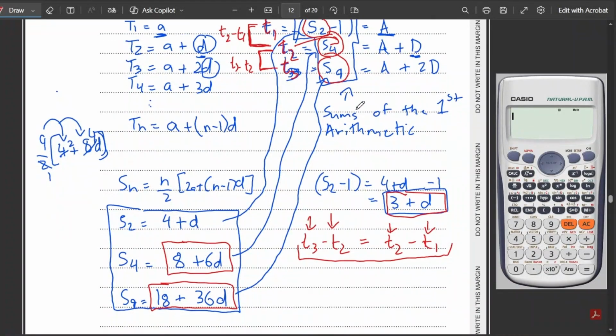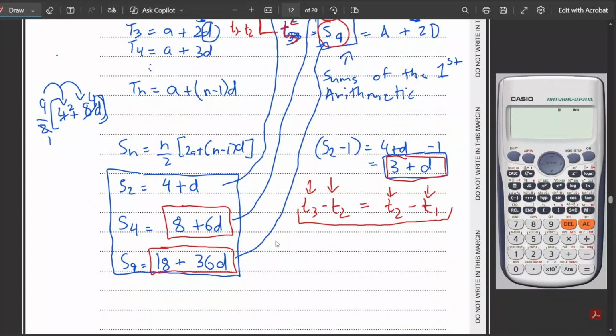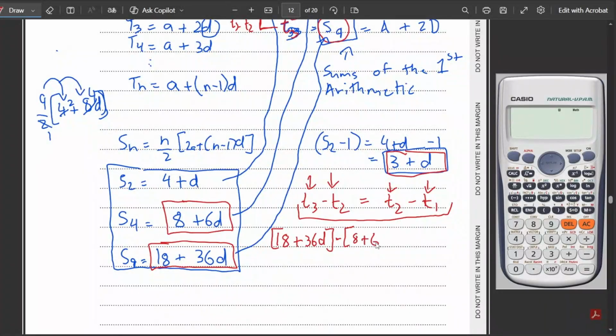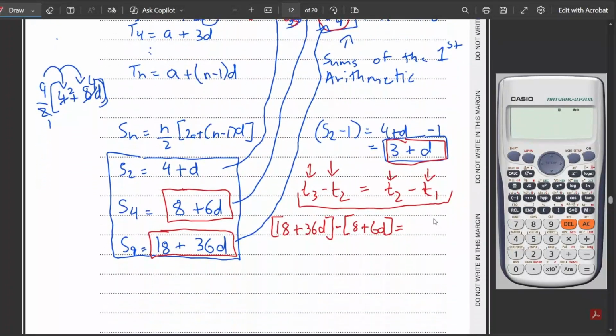So what I put in over here is t3, that's S9. S9 is 18 plus 36d, and then minus t2. What's t2? t2 is S4. What's S4? S4 is 8 plus 6d. Then what is t2 minus t1? t2 is equal to S4. S4 is 8 plus 6d, and then minus t1. t1 is equal to S2 minus 1, and S2 minus 1 is 3 plus d. So see how we now get an equation that only has the variable d. Therefore, I can solve all of this out for the variable d, and I can get an answer for d.